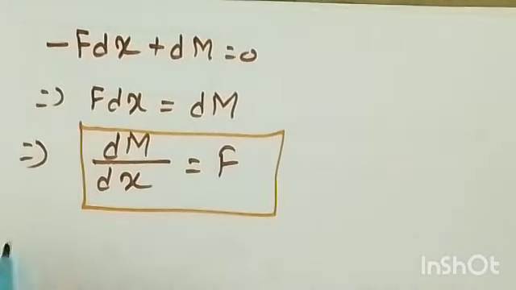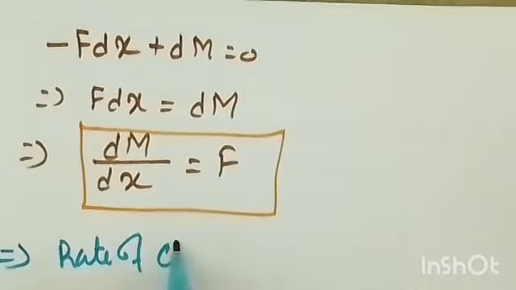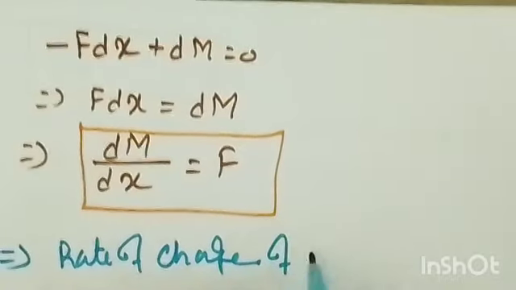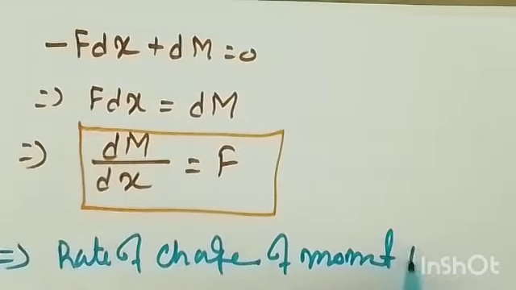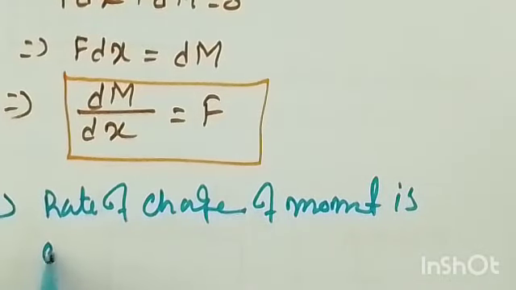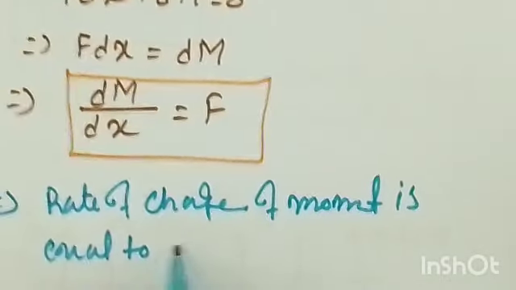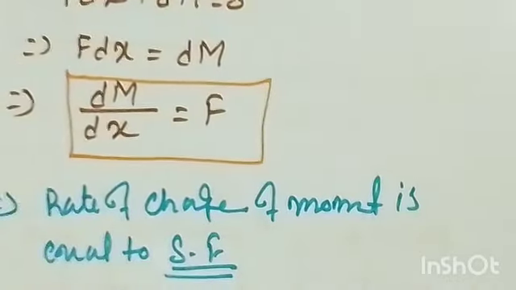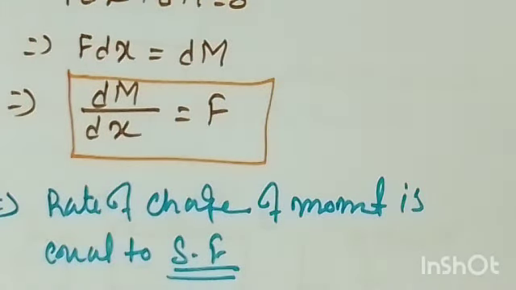You can write the statement: the above equation says that the rate of change of moment is equal to the shear force. It also means that while we draw the SF and BM diagrams, we can find some point where the shear force becomes 0. Whenever we get the point where the shear force becomes 0, at that point the bending moment will be maximum.